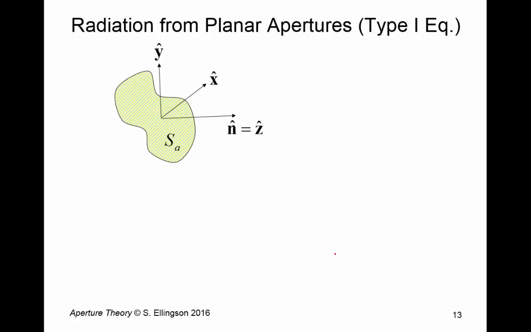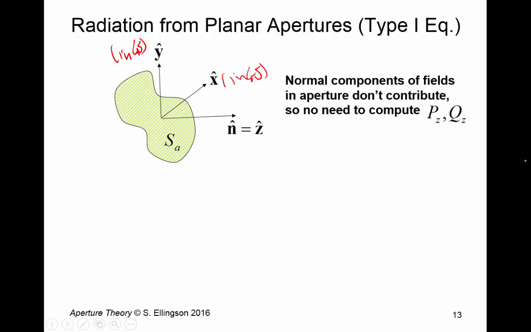Now, let's think a little bit more carefully about this, because there's some simplification possible. Let me attach a coordinate system to the ground screen. So in this coordinate system, x is in the ground screen, or in the ground plane. Y is in the ground screen, right? And then z is perpendicular to the ground screen. So in this coordinate system, n hat is equal to z hat, and x hat and y hat lie in the plane of the aperture.